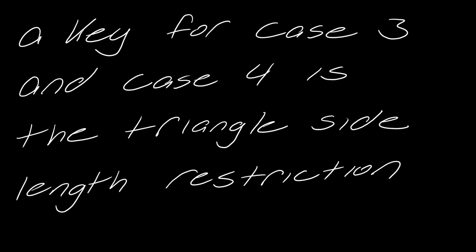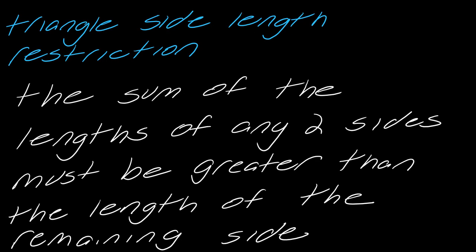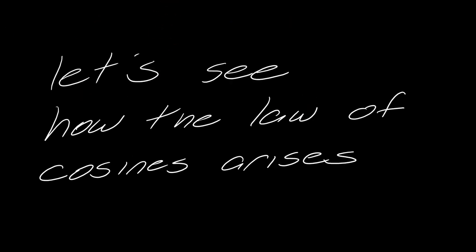A key for case 3 and case 4 is the triangle side length restriction. So what is that? The triangle side length restriction says that the sum of the lengths of any two sides must be greater than the length of the remaining side. This is going to be very important in helping you decide how you want to solve your triangles, and I will show you how to use this in a few minutes. So let's just jump right into it and see how the law of cosines arises.